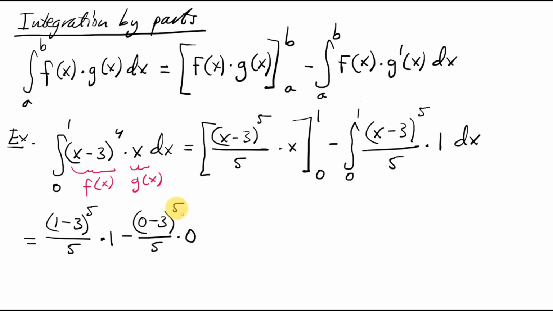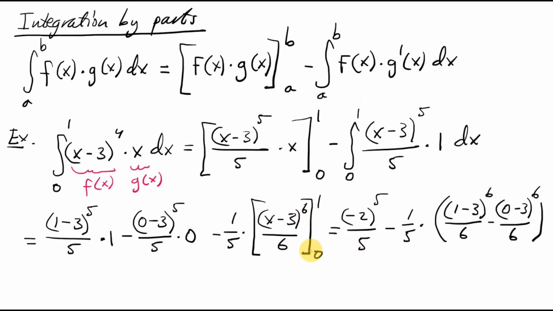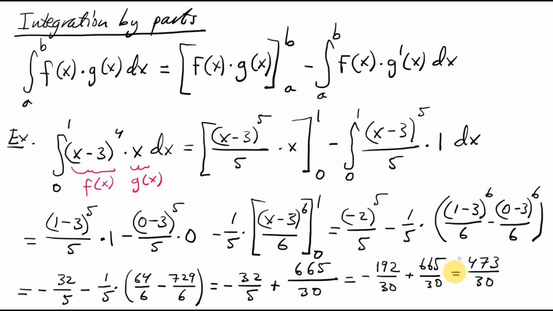And here is just 0, so this becomes 0. And here we can take the fifth outside. And then we just need to take the antiderivative of this one, which is this. And putting in the limits, we get this one, which simplifies to this, which after some calculation just gives us this.